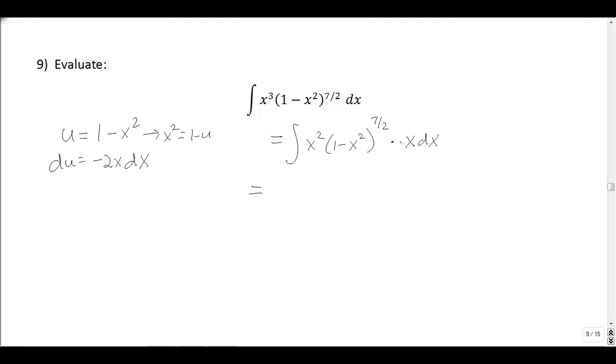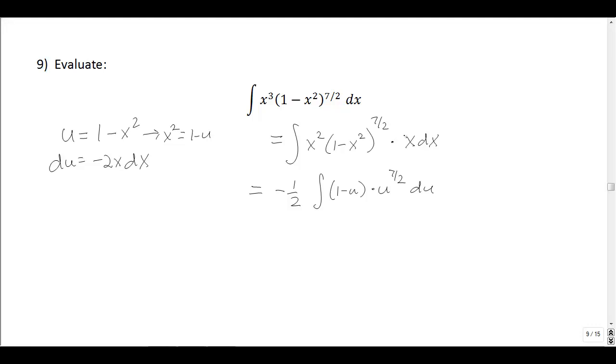So what I'll get is, it gives me my du. I need a negative 2 as part of my du. I'm missing that, so I put a negative 1/2 out in front. x squared is 1 minus u. 1 minus x squared is u to the 7 halves. And then the combination of the negative 1/2 du is going to be the x dx. So this actually worked out pretty well here.